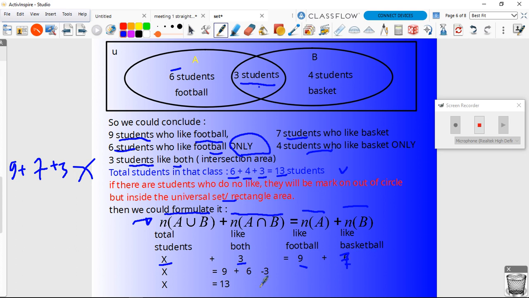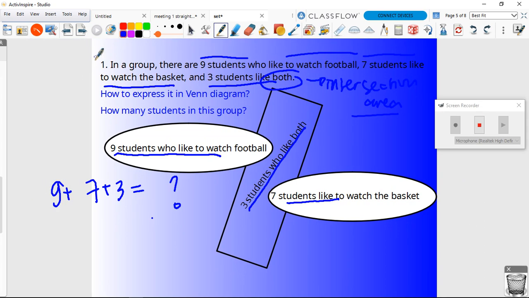Sorry. So 16 minus 3, so that is 13. So it's the same. We can use this formula to solve the problem instead of the Venn diagram. We can solve that problem with only the formula. So this is the one.